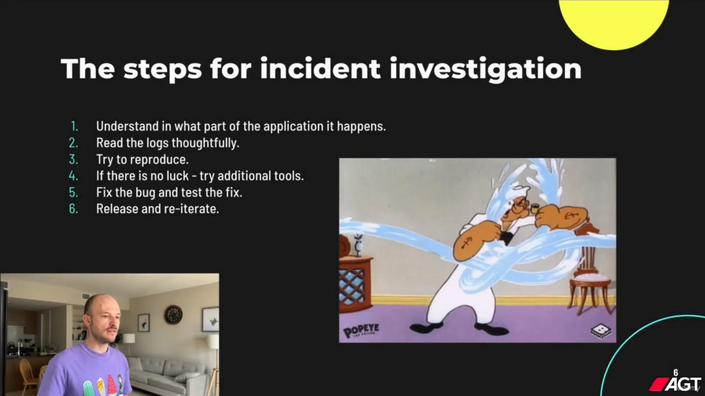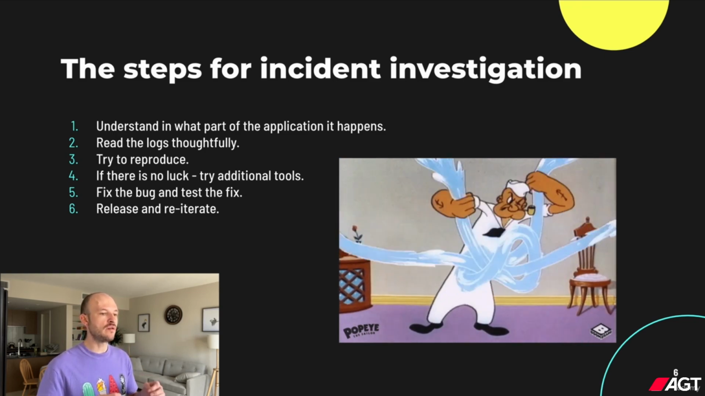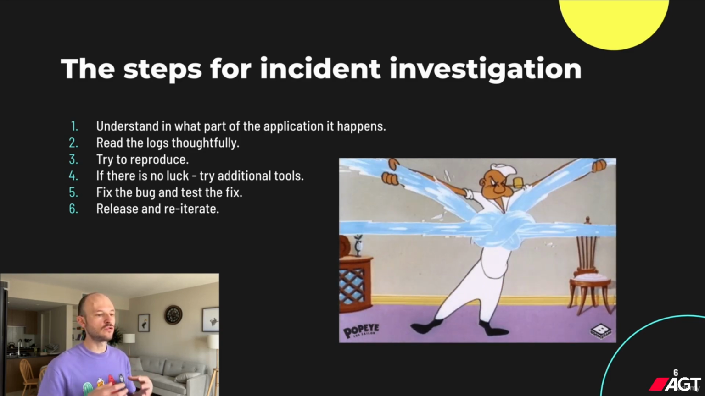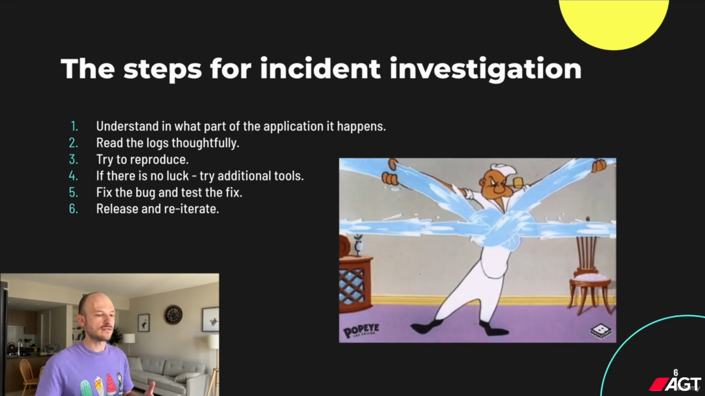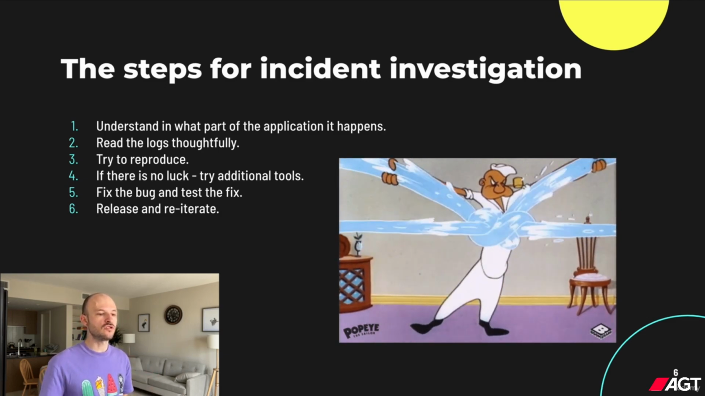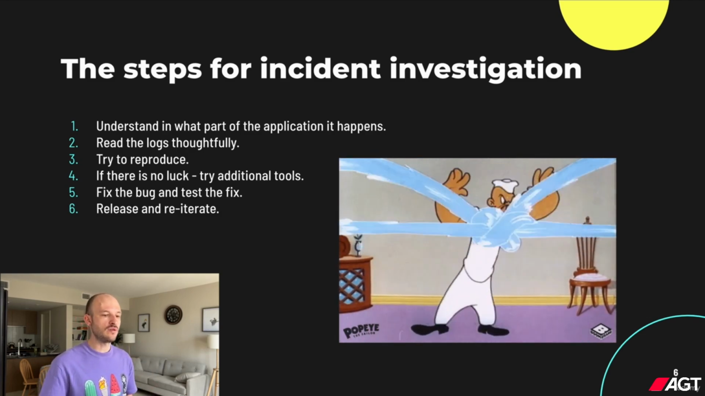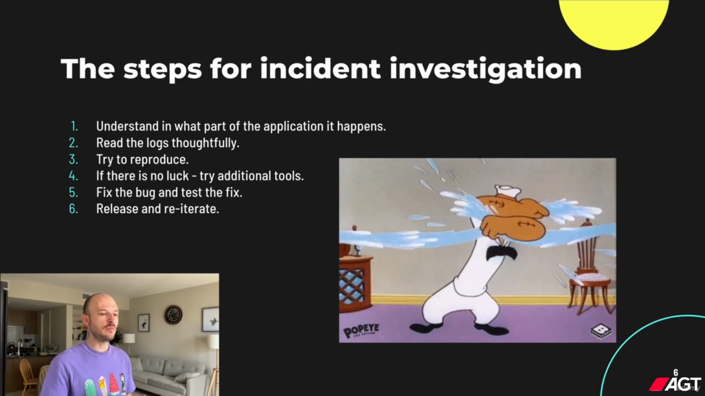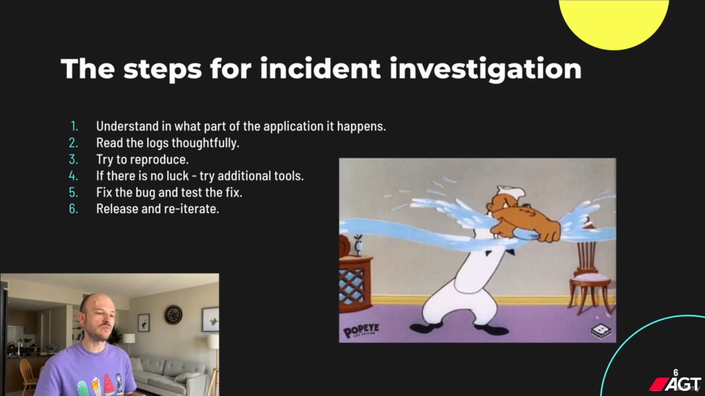The steps for incident investigation usually look like this: first, understand in what part of the application it happens. Narrow the lookup data. The crash reporting tool should help you to understand what file and what line is crashing. Next, read the logs thoughtfully. In some cases, you'll understand what's going on just after reviewing basic logs. In other cases, you'll need to go through the breadcrumbs to understand what the user did. Then try to reproduce. This step is optional, but usually it's nice to be able to reproduce it so the fix can be easily checked.